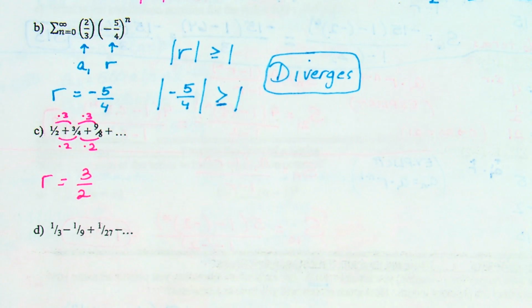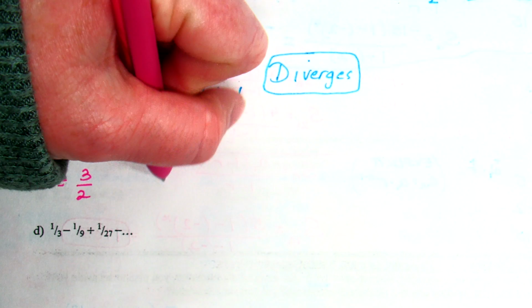Okay, what do we know about 3/2? It's bigger than 1. My numerator is bigger than my denominator. It is bigger than 1. So what do we know about this series? It diverges. I like this one. You like this problem, Tip? I figured as much.